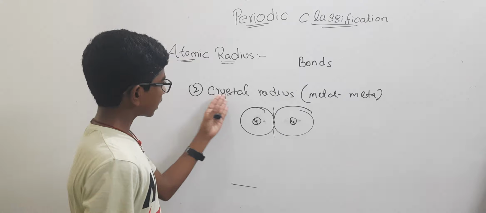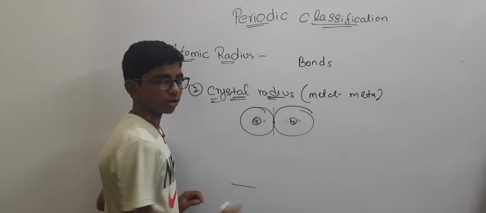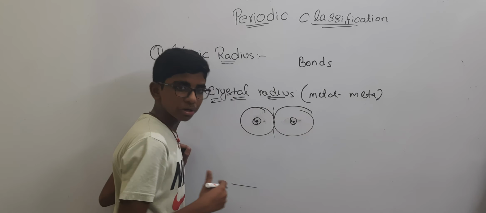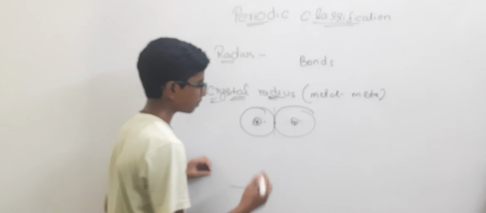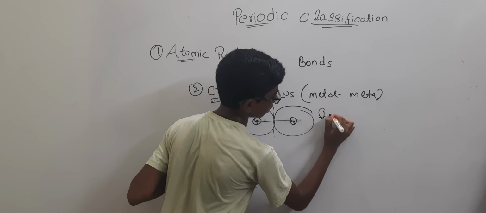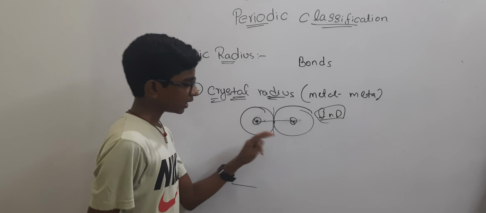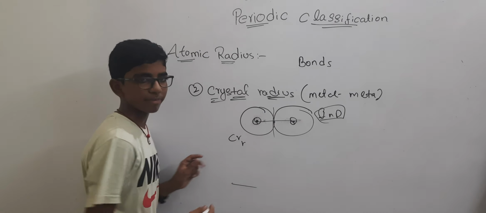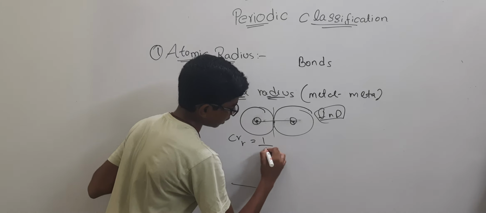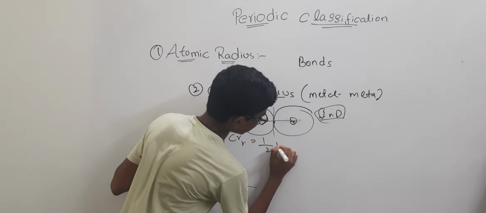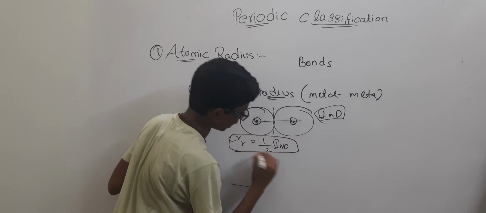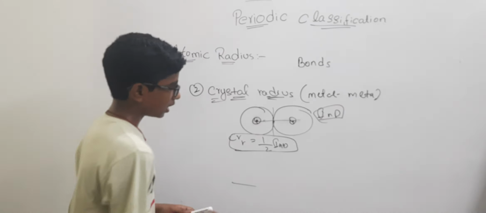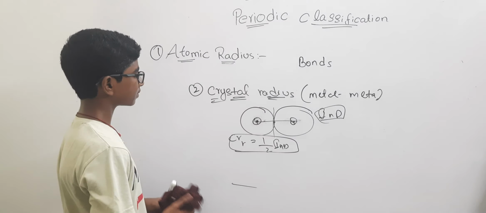In this crystal radius, the definition is the same as the covalent radius. The distance from the nucleus of one atom to the nucleus of another atom is known as the internuclear distance, IND. Crystal radius, I write as CR for short, is equal to half of the internuclear distance between two atoms in a metal solid. It is known as the crystal radius. Did you understand the crystal radius?